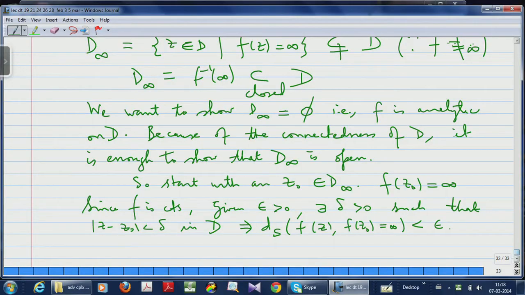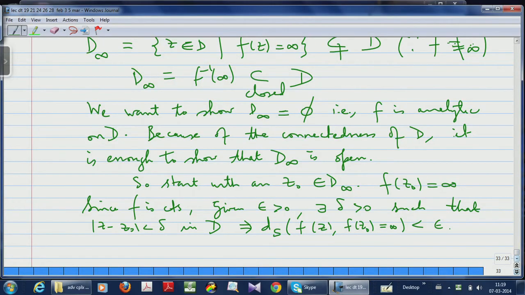Now, try to understand what this means. It means that if you take this small disk centered at z naught, radius delta, then the image of that disk lies in a neighborhood of infinity, because the distance between f of z and f of z naught, which is equal to infinity, is less than epsilon, meaning f of z lies in a neighborhood of infinity. That means this small disk centered at z naught, radius delta, is mapped to the exterior of a sufficiently large circle. As epsilon becomes smaller and smaller, you are getting the exterior of larger and larger circles. If you are thinking in terms of radii of circles, you should think of 1 by epsilon or 1 by epsilon squared as epsilon goes to 0, because 1 by a positive power of epsilon will go to infinity. Okay, fine. So this is what it means.